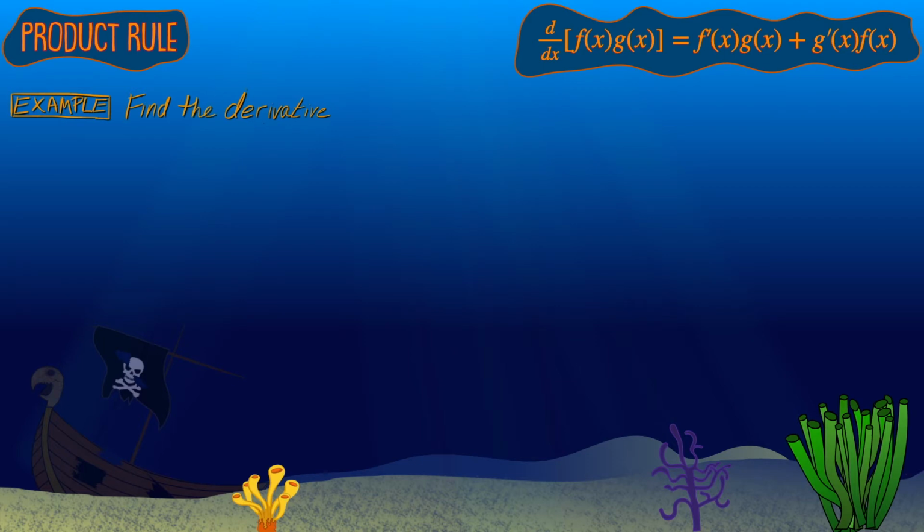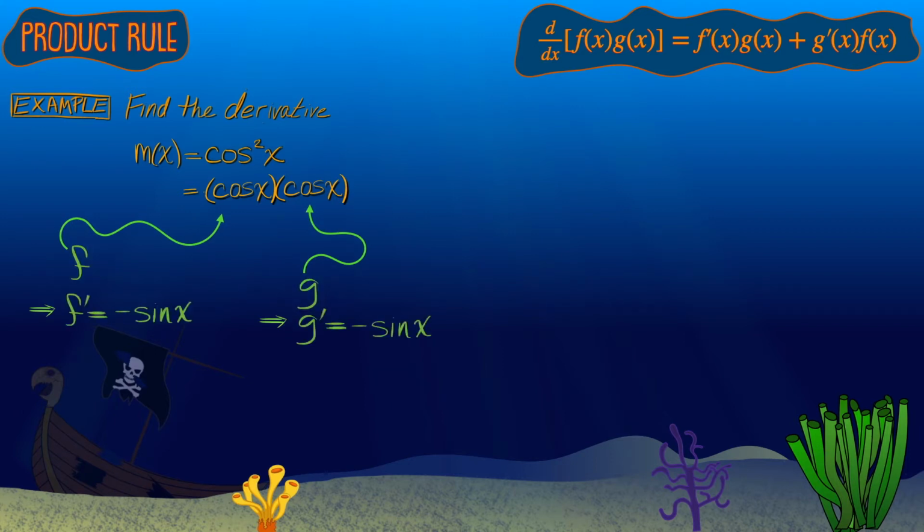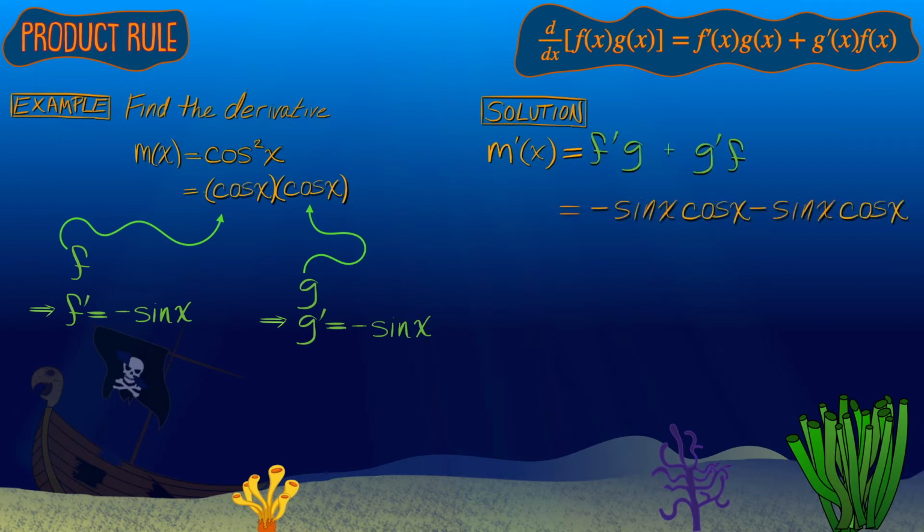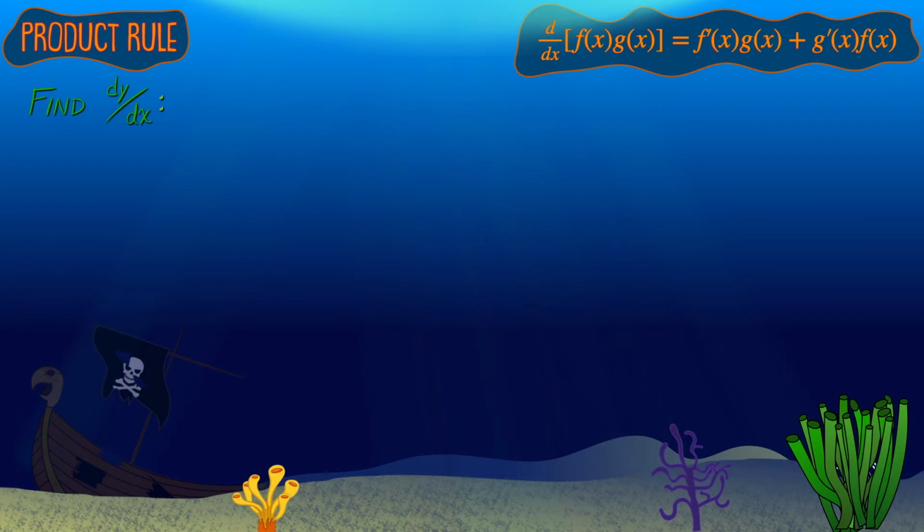So we're asked here to find the derivative of m of x equal to cosine squared x. Normally we wouldn't think of this as two functions being multiplied, but we can write this as cosine x times cosine x. Our first function we could call f, the second one we'll call g, and they're both the same. So f prime is negative sine x, g prime is negative sine x. If we follow our formula for the product rule, we have m prime of x equal to f prime g plus g prime f, and that's going to be negative sine x times cosine x plus negative sine x times cosine x. So really we could write that as negative 2 sine x cosine x if we want.